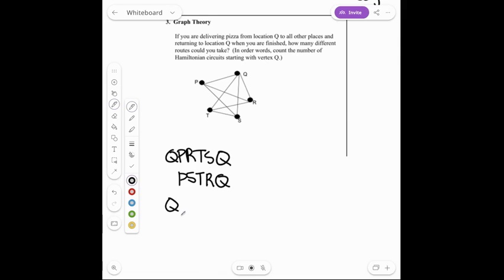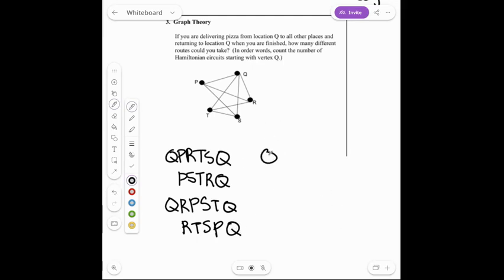What if we go to R first? Q, R, you can go to P or to T. Q, R, P, you must go to S. Q, S, T, Q. Q, R, T, S, P, Q.